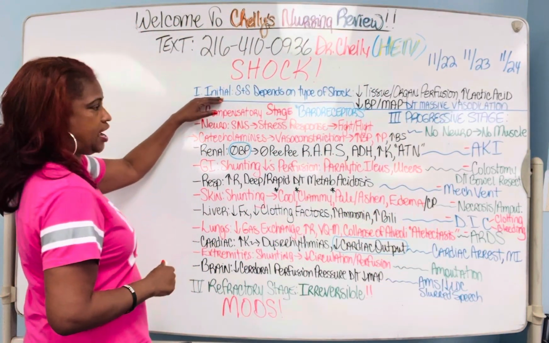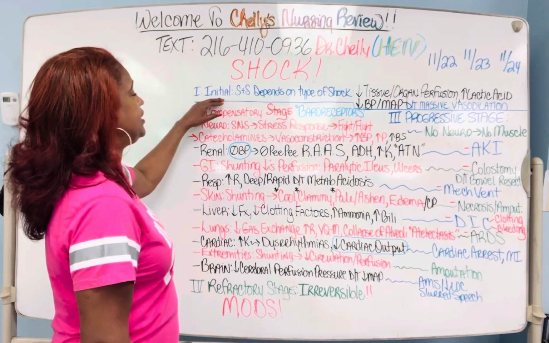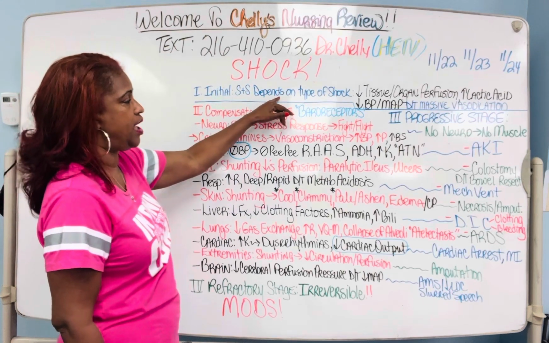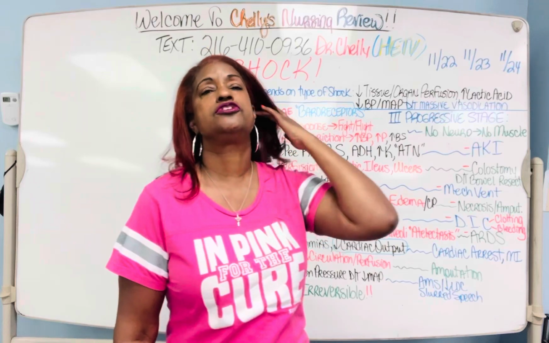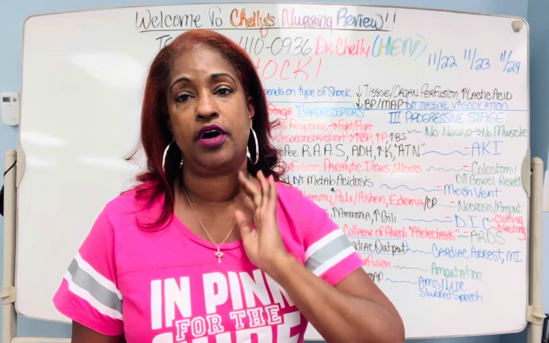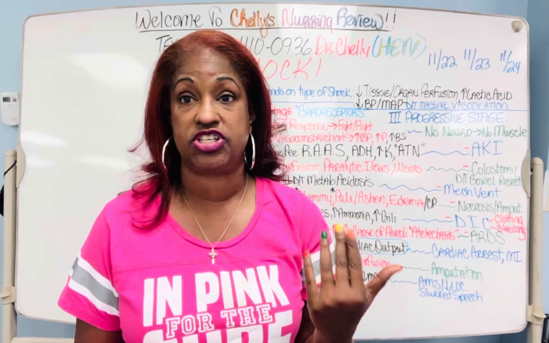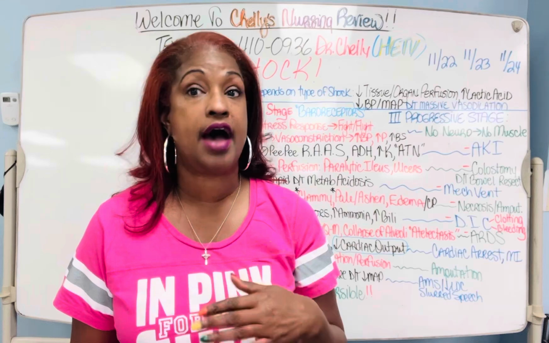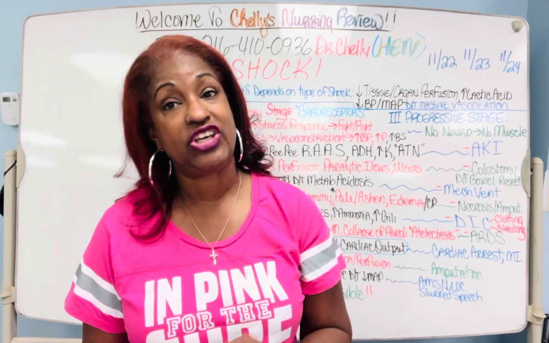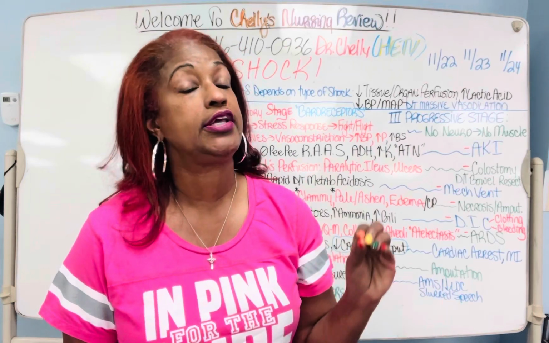The initial stage of shock. Basically, the signs and symptoms would depend on the type of shock, but there are a few things that most shock will have. Most shock, not all, will have tachycardia, tachypnea. All shocks will have a low blood pressure, acute kidney injury, high K, renal failure, oliguria. All shock tends to have those types of things, okay?